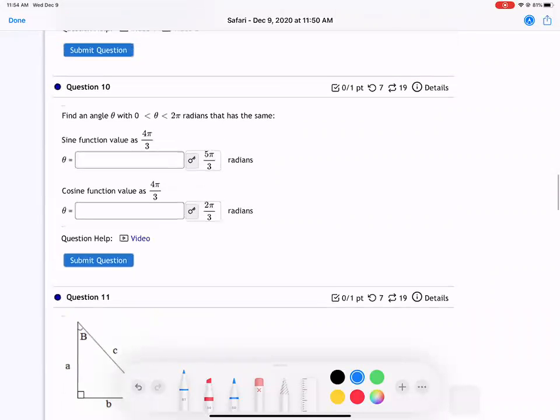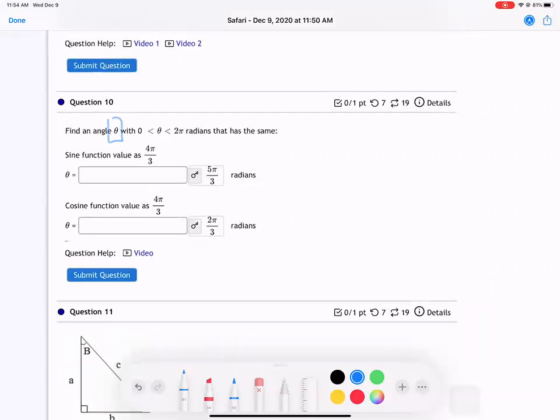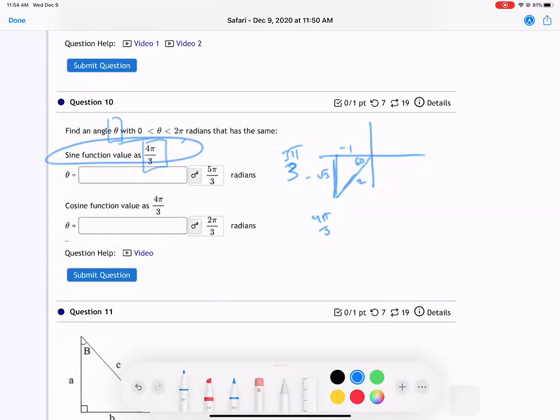Okay, this one's a little tough. They gave us an angle, and they want us to find the other angle, okay? So if I give you sine of the angle, the angle is 4 pi over 3. That's over here because we were at 3 pi over 3. Now we're at 4 pi over 3. And this triangle is a 60 degree angle, so it's 1, 2, square root of 3, negative. So where else would we have a sine with the same answer? Well, sine is negative square root of 3 over 2.